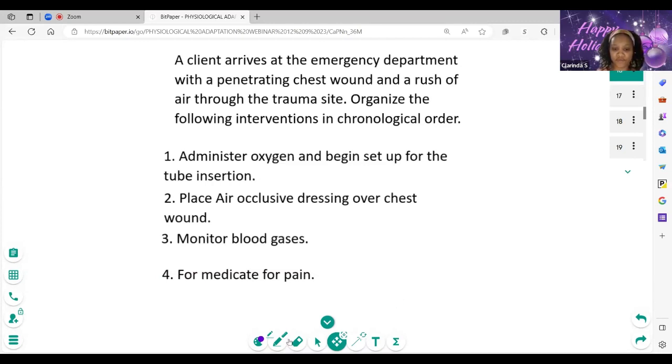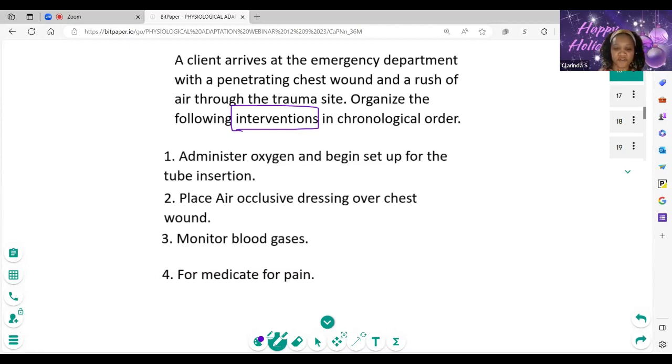So remember, it's an intervention. Interventions are nursing actions. So the first thing that would fix the problem or help this patient or keep them safe, what would be first? Should we do oxygen, put a dressing, blood gas, or pain?